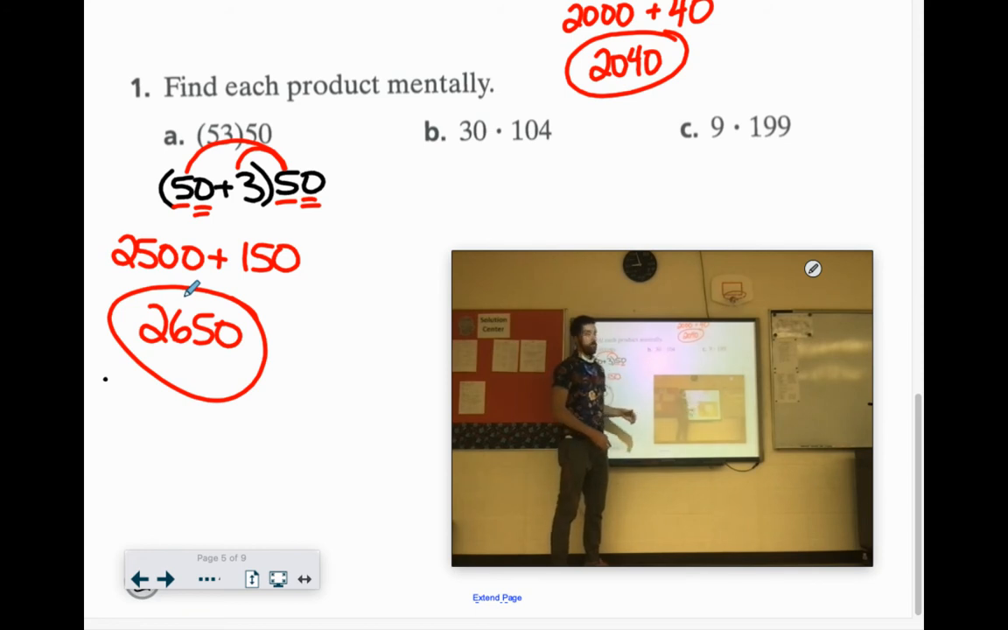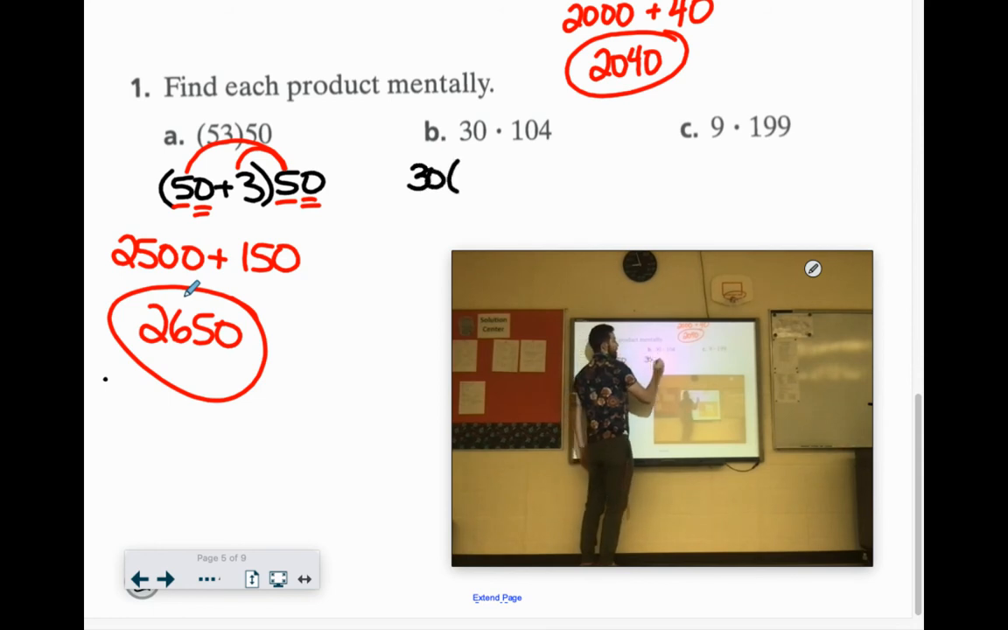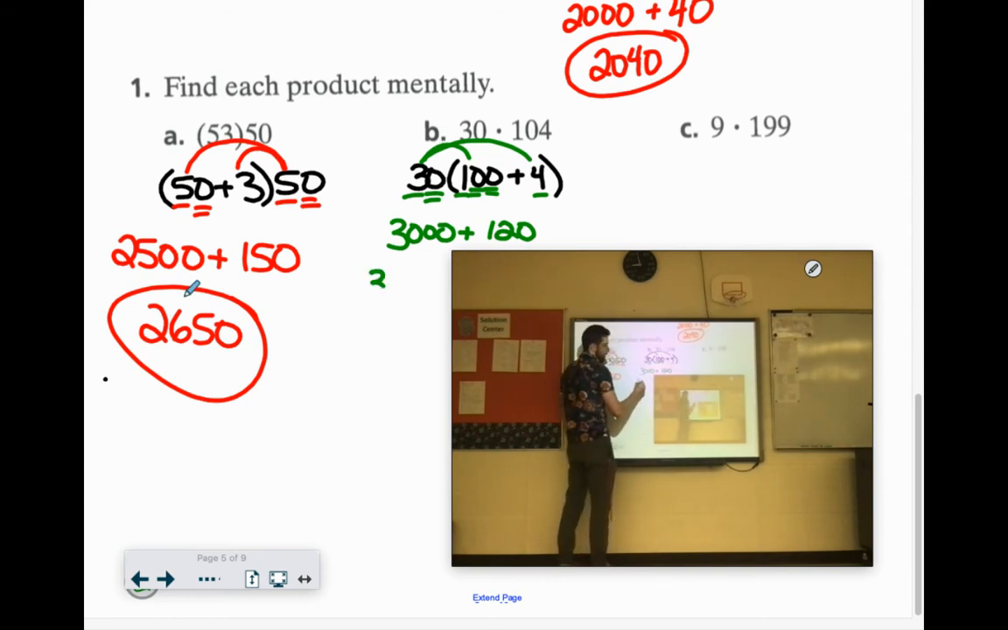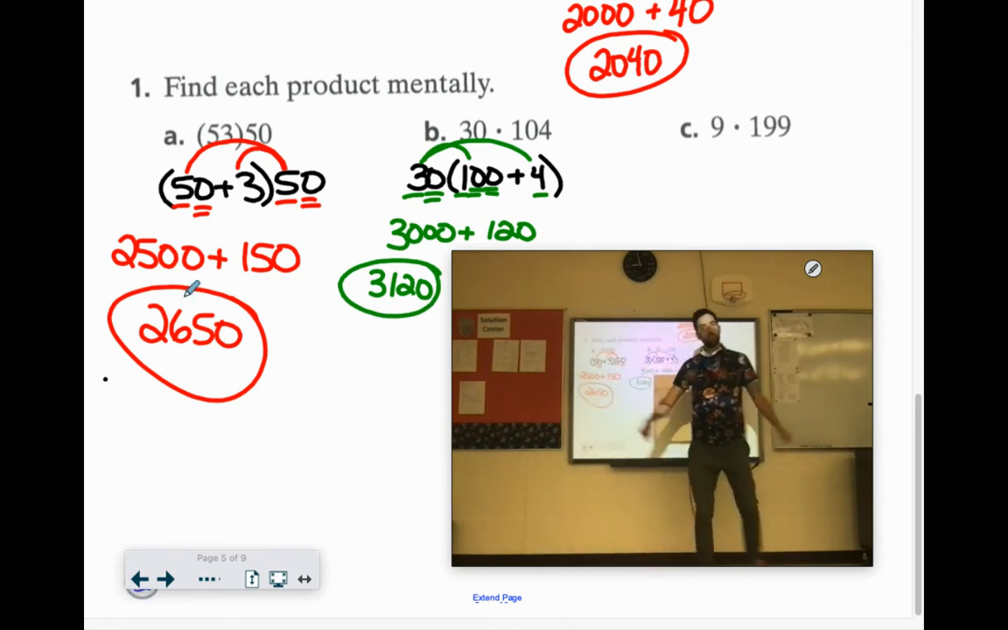30 times 104. 104 is 100 plus 4. When we're doing 30 times 100, you can just do the normal digits. 3 times 1 is 3, and then put in the zeros. There's 1, 2, 3 zeros, so 3,000. Plus 30 times 4, 3 times 4 is 12, and then throw in the extra 0 there. 3,000 plus 120 gives us 3,120. Look at us, mental math in this.